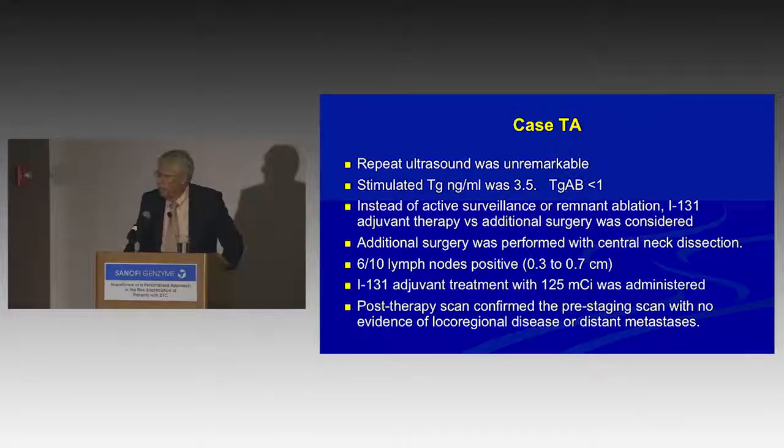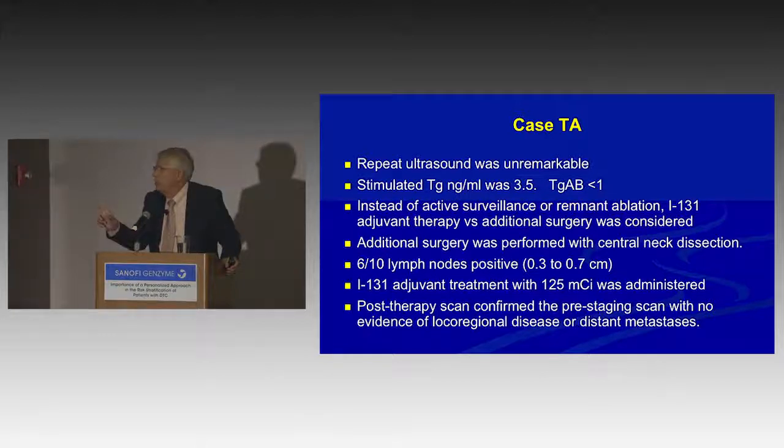Repeat ultrasound was unremarkable. The TG was 3.5, antibodies negative. The question was active surveillance or remnant ablation. And the real question became, with 6 foci in the thyroid bed and possibly 1 outside the thyroid bed, should we do additional surgery or should we do I-131 adjuvant therapy as opposed to a remnant ablation?